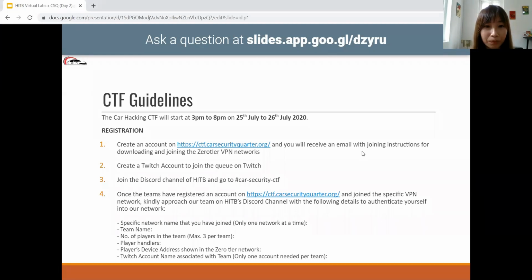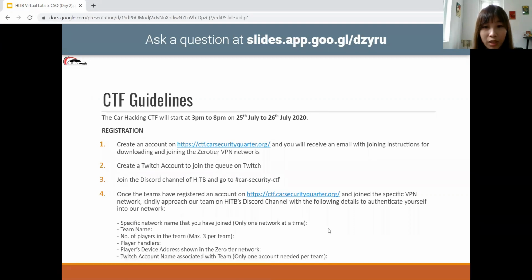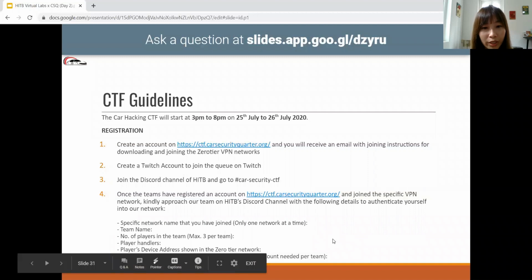Right. So a little more about the CTF today: you can create an account on ctf.carsecurityquarter.org. There will be joining instructions sent directly to the email address you registered. Do create a Twitch account to join the queue on Twitch, and then join the HITB Discord channel. Go to the Car Security CTF. Once you have registered an account, you have to join the specific VPN network itself. You have to give the CSQ Discord admins the following details, and then you can join.